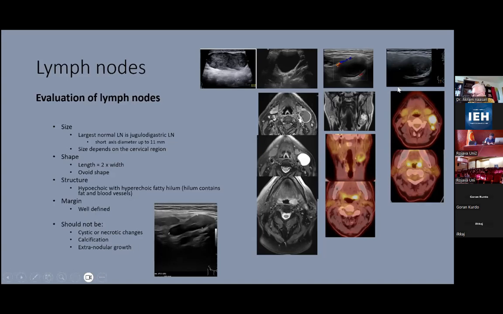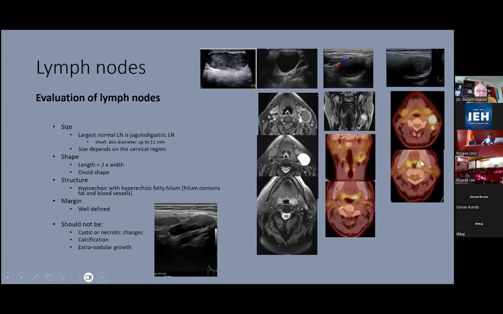So these are different patients. In the first row, you see an enlarged lymph node. They have done PET CT. There's metabolic activity here. And the primary is in the left tonsil.